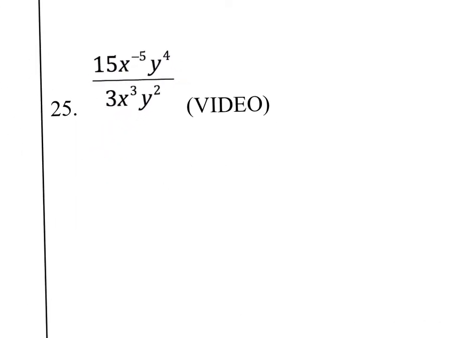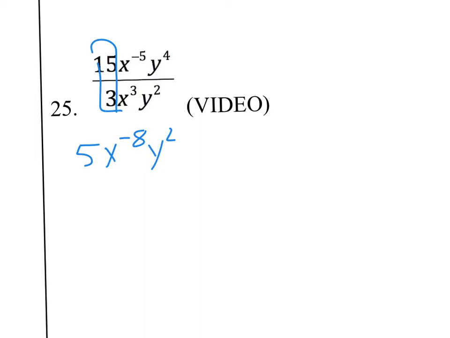Number 25, I'm going to start the same exact way. I'm going to look first at the numbers. Okay, 15 divided by 3 is 5. X to the -5 divided by x to the 3. Well, I know that dividing means subtraction of powers. -5 minus 3, that's going to be x to the -8. Same thing for y to the 4 divided by y to the 2. 4 minus 2 is going to be 2.